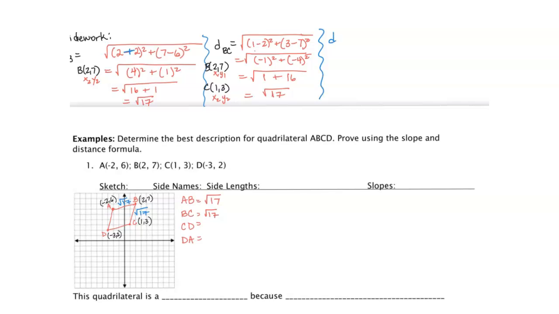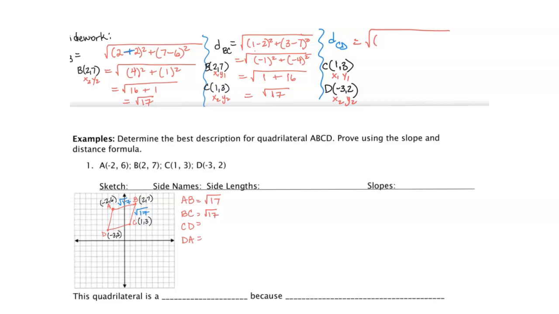We have the distance from C to D. So I like again to write down my 2 points. Here's C. C is at (1, 3), and D is the point (-3, 2). So you have x1, y1, x2, y2. And let's go ahead and plug them into our distance formula.